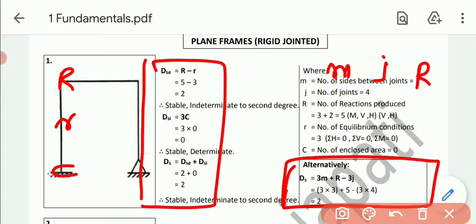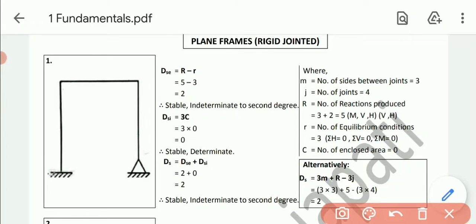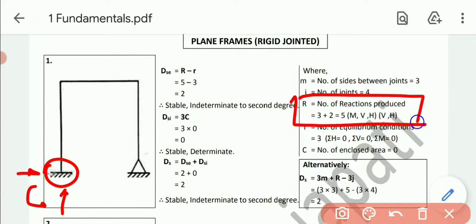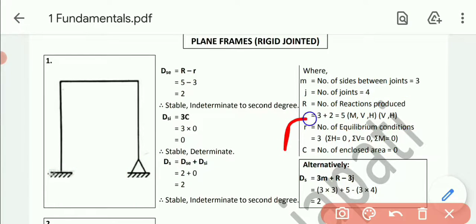Okay, so let's start the sum. First of all, capital R will be common in each of the methods. As it is a fixed support, the total number of reactions is 3. Over here is a hinge support, so the total number of reactions is 2. So 3 plus 2, the answer is 5. Talking about small r, that is always common, the number of equilibrium conditions, that is 3. Okay, so first problem is solved.